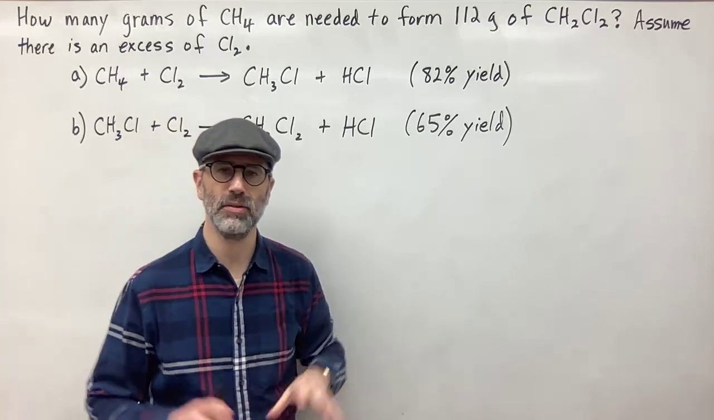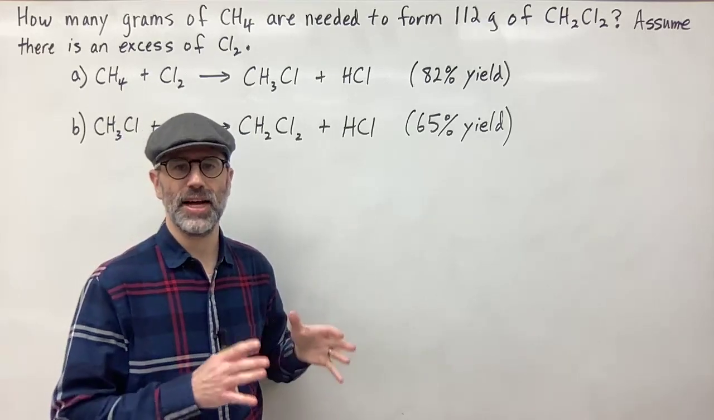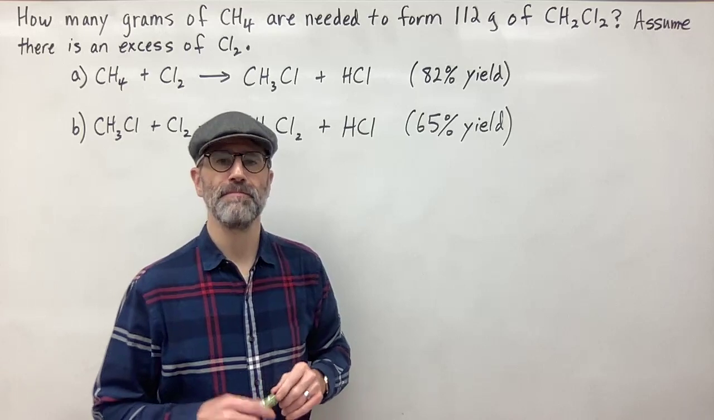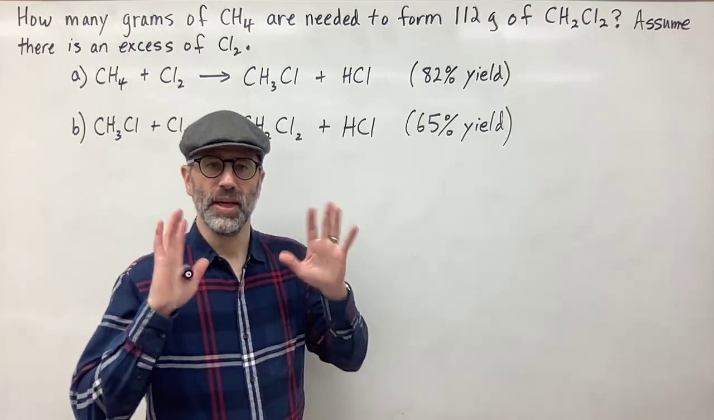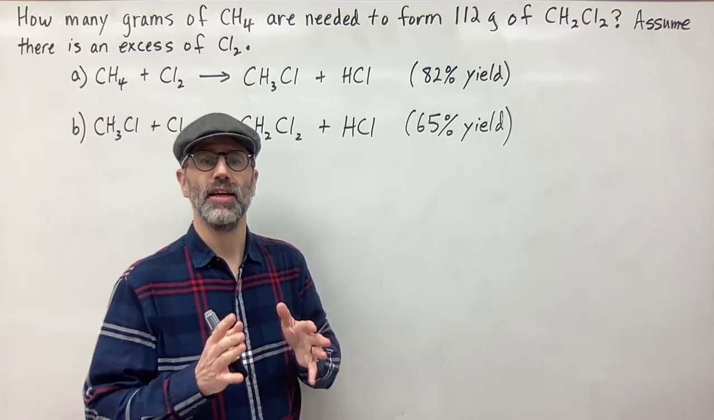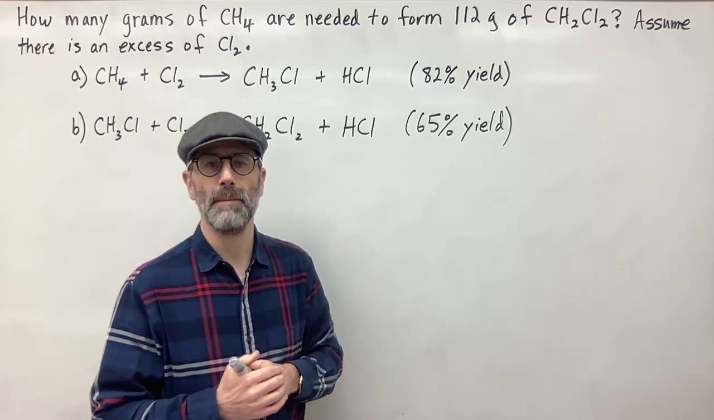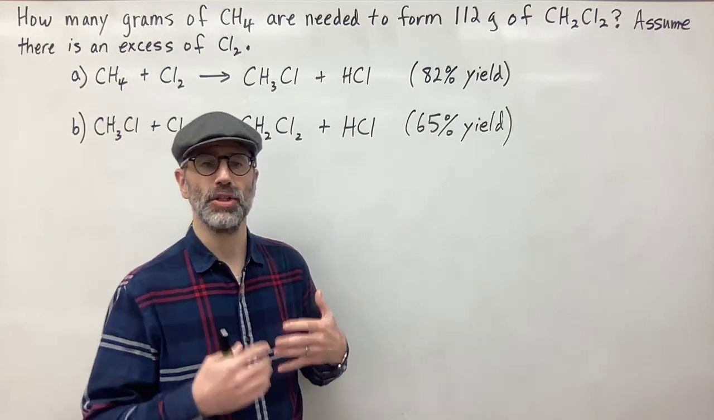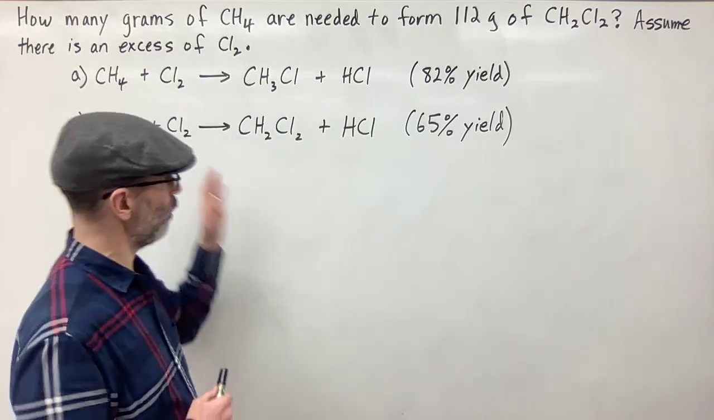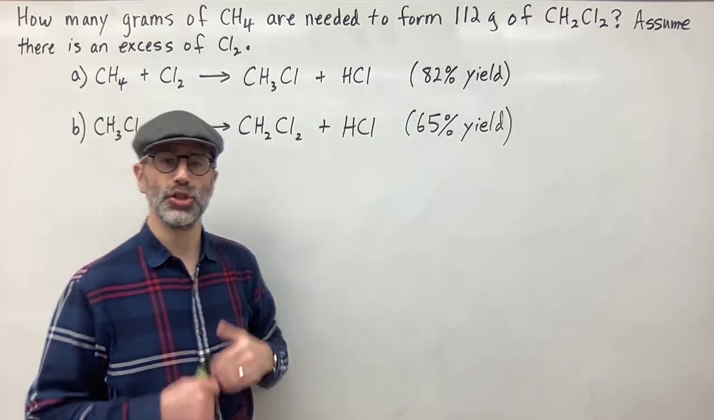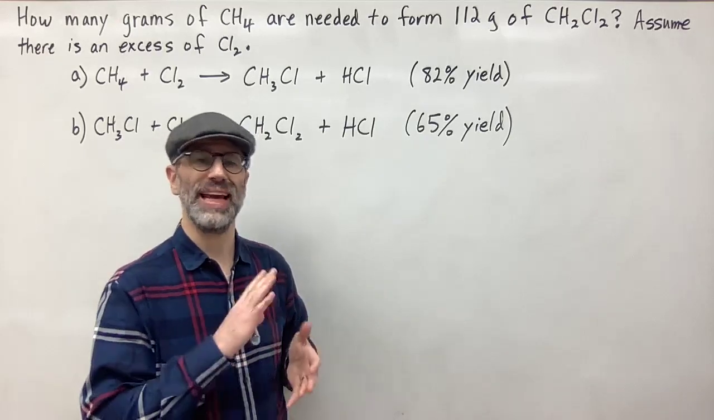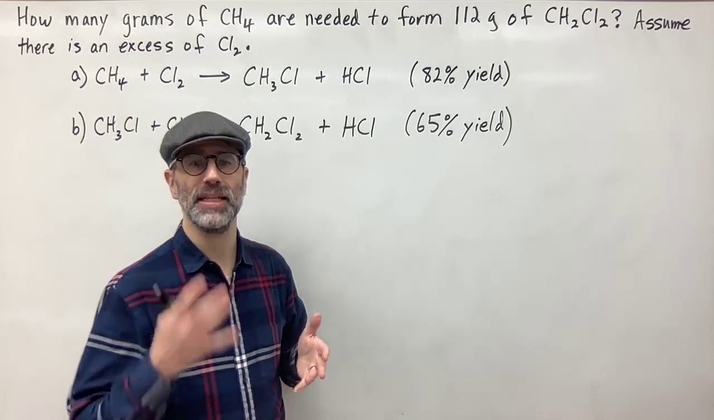What does that mean? To say that a reaction has an 82% yield, or a yield of a certain percent, means that it only gives you 82% of the full theoretical amount that you should get if it was 100% efficient. So what they're telling us is that we could calculate the amount we should get using stoichiometry, assuming 100%, and then whatever that is, only 82% of that is going to actually be yielded.